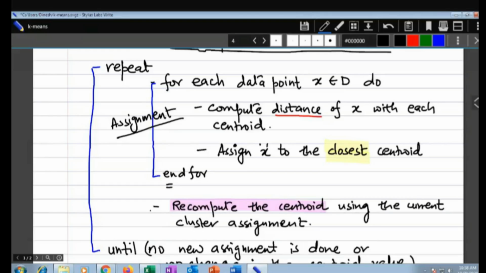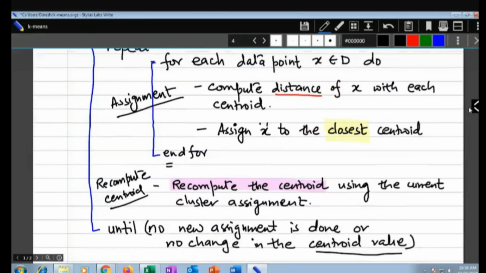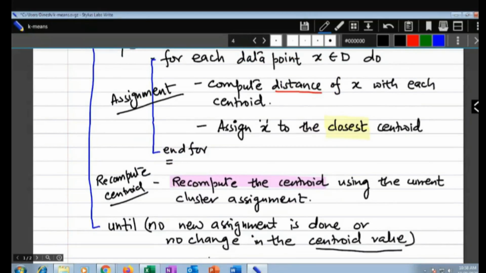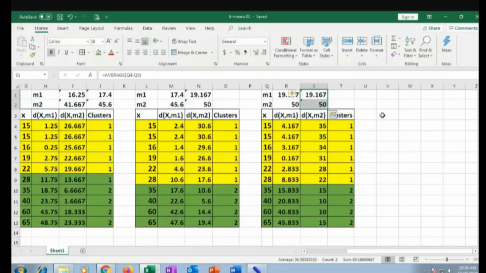This is your recomputation of centroid. So you can say recompute centroid, and you will do it until the centroid value doesn't get changed. Okay, so since there is no change in the centroid, we break from that. And look at this. Here you can see that 19.167 was the output of the third phase, and after the fourth, you need one extra pass to understand that the centroid is not changed.